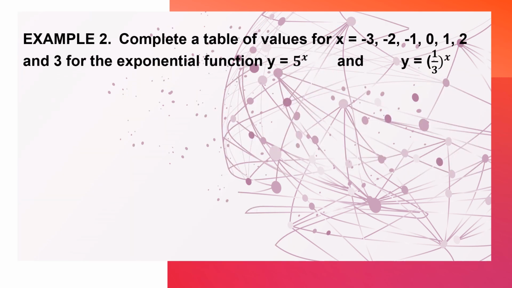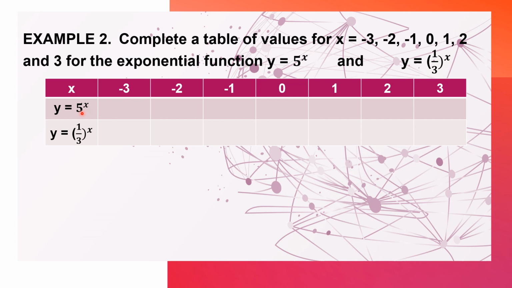Example number 2. Complete a table of values for x equals negative 3, negative 2, negative 1, 0, 1, 2, and 3 for the exponential function y equals 5 raised to x and y equals 1 over 3 raised to x. So this is now our table of the function y equals 5 raised to x and y equals 1/3 raised to x. So if x now is negative 3 from the function y equals 5 raised to x, we just replace x with negative 3.